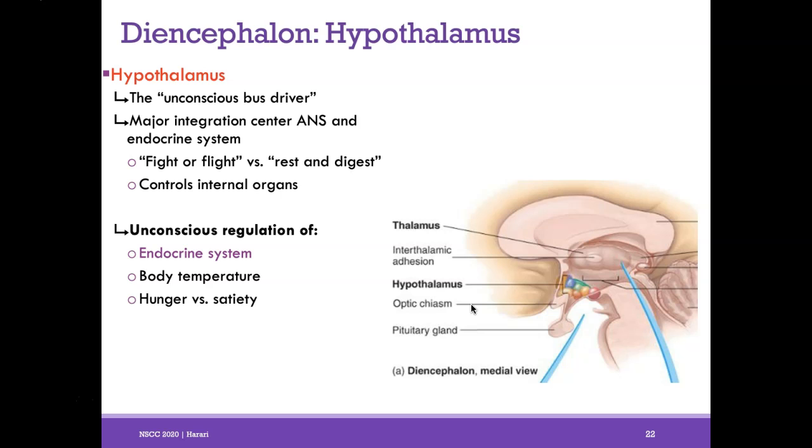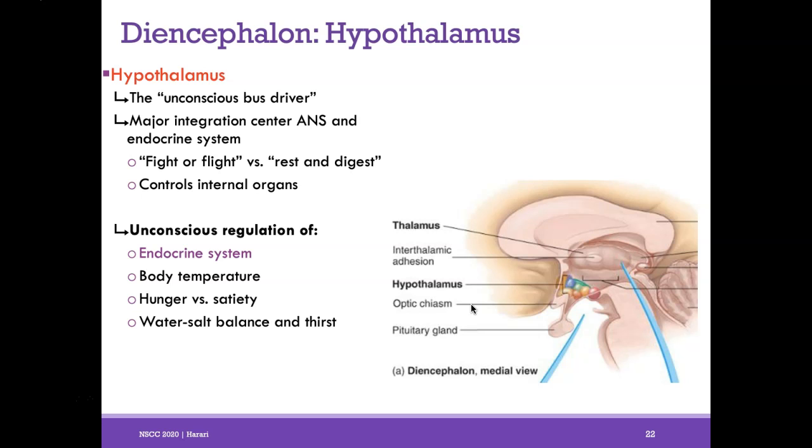Also, food and water intake is regulated by the hypothalamus. So hunger, when we're hungry, versus when we're sated, is controlled by the hypothalamus. So our appetite and our thirst is all due to the hypothalamus. Right, and that includes water and salt balance.